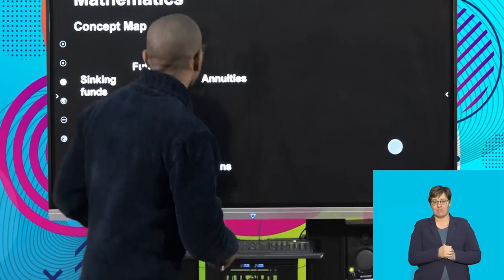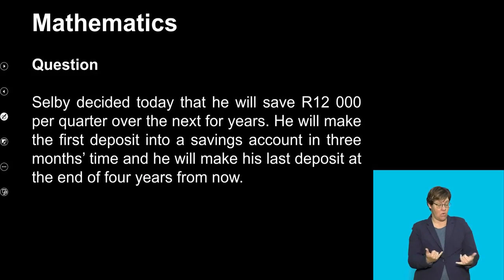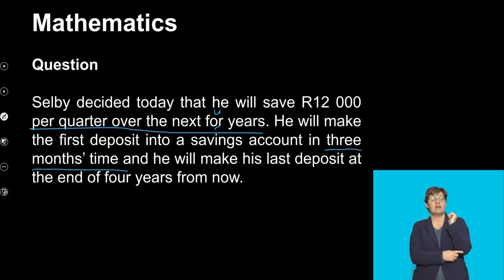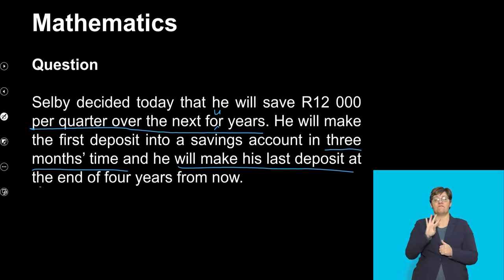So the question says, Selby decided today that he will save 12,000 per quarter over the next 4 years. He will make the first deposit into a savings account in 3 months' time, and he will make his last deposit at the end of 4 years from now.